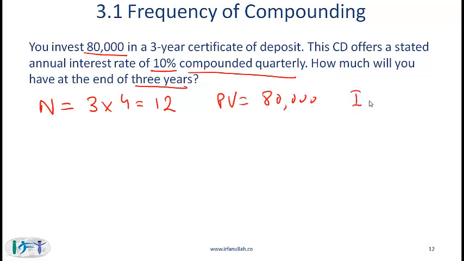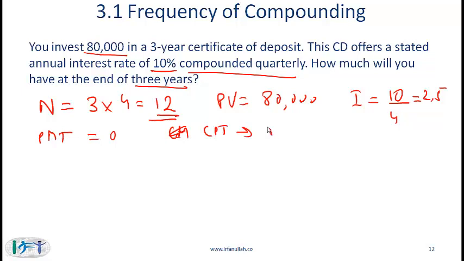What about the interest rate? If we are using 12 periods, then we need to look at the interest rate for each period. The stated annual rate is 10%, which means that the interest rate per period must be 10 over 4, which is 2.5. The payments here are 0. You can then simply compute the future value. The answer you should get using your calculator is 107,591.